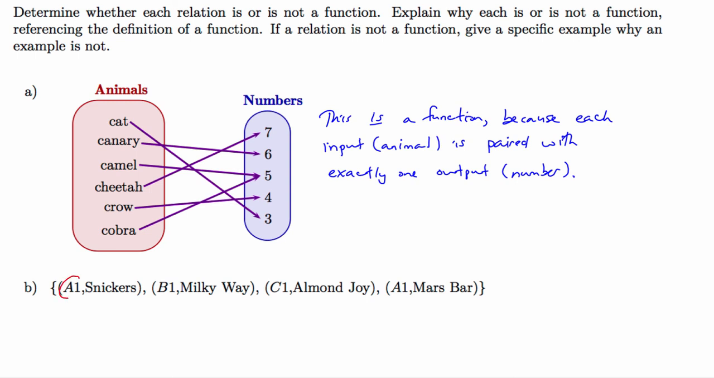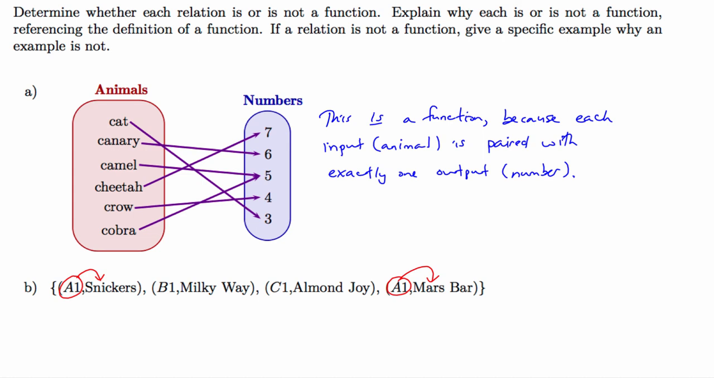If we look at the first ordered pair and the last ordered pair, we should notice that both of them have the same x coordinate, and so the first ordered pair tells us that A1 is paired with a Snickers, while the last ordered pair tells us A1 should be paired with a Mars bar. In this example, A1 has been paired with two separate candy bars, so this is not a function.